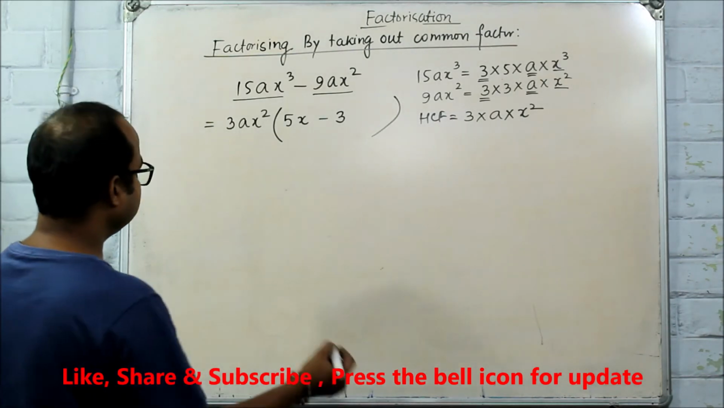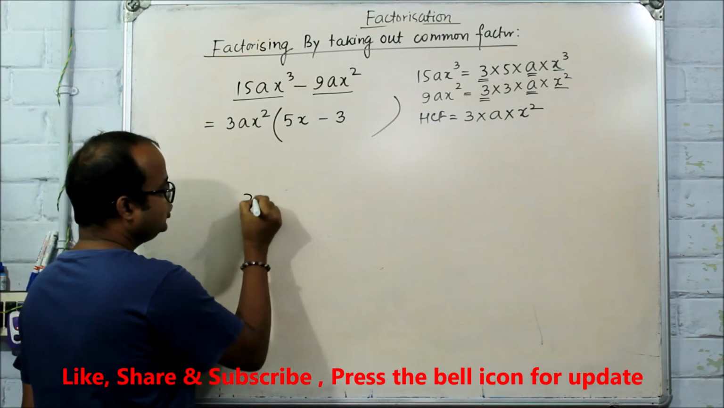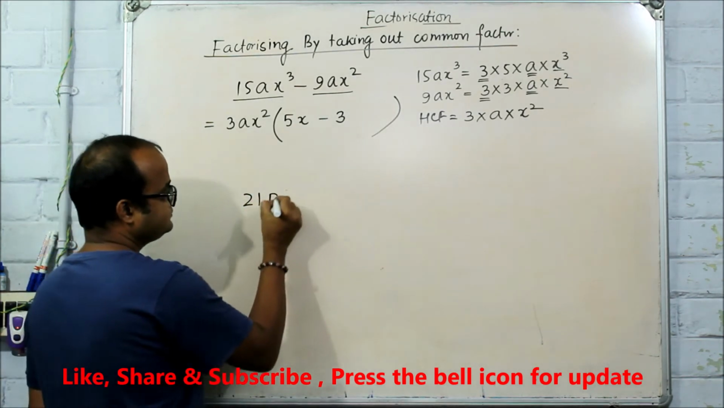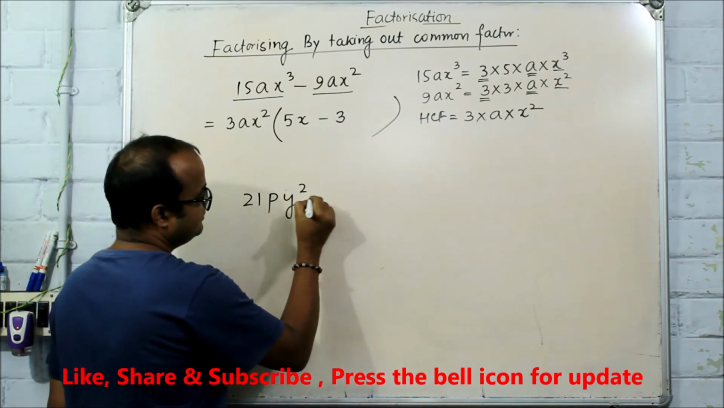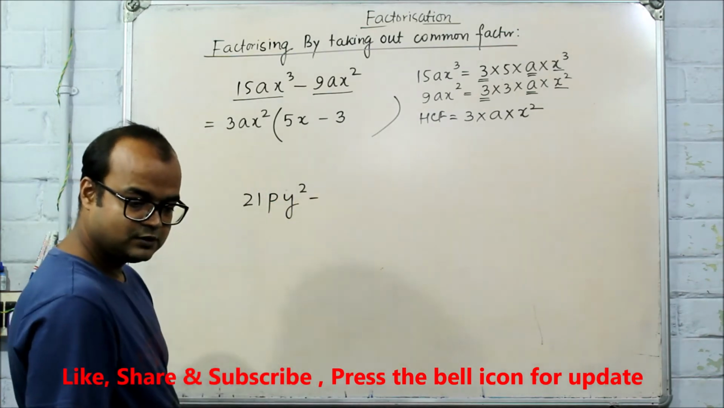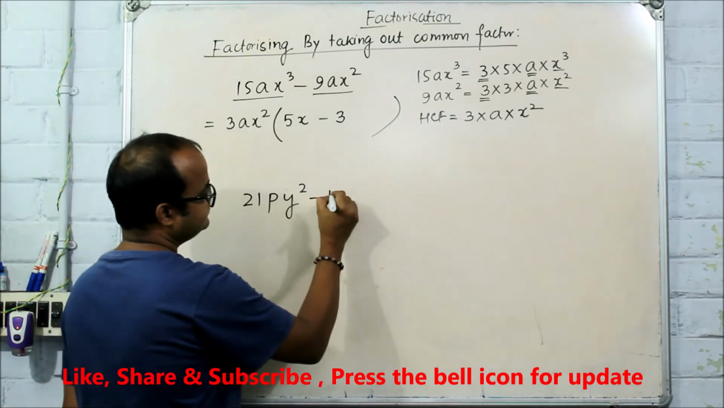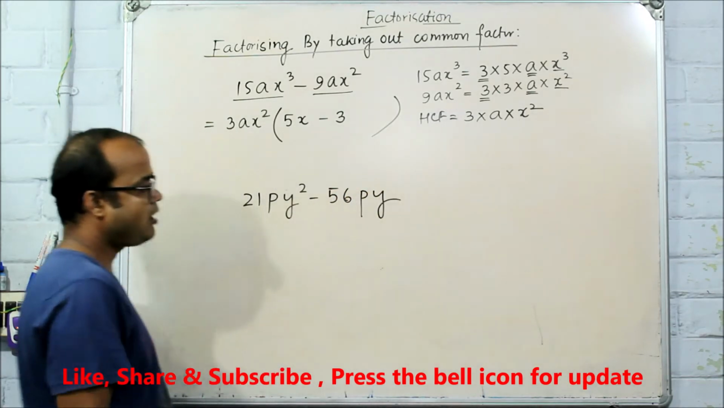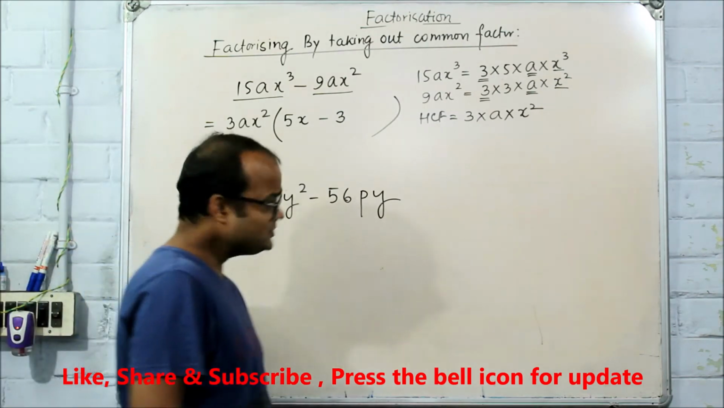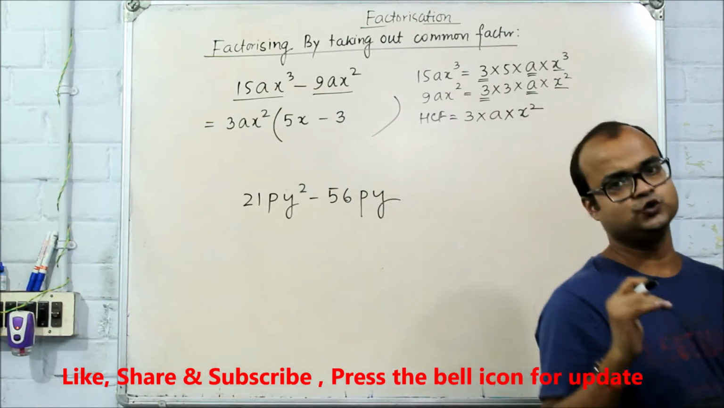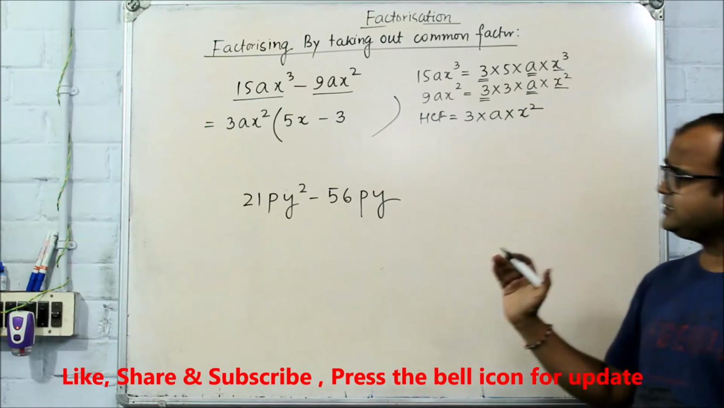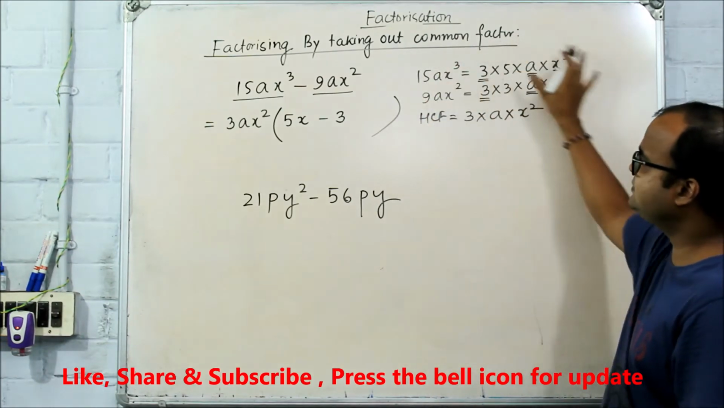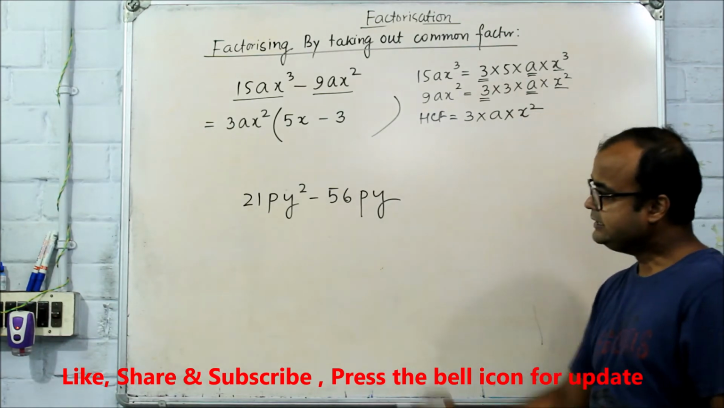Suppose we take another example: 21πy² − 56πy. Now, this is a process I explained to you. Practically, each time we are not going to follow this entire process.